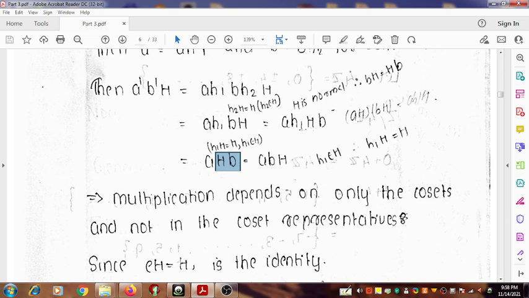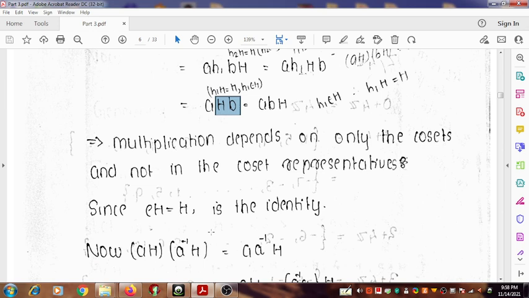And therefore, the multiplication depends only on the cosets and does not depend on the coset representations. Okay, now let's think about the existence of an identity element in the set.